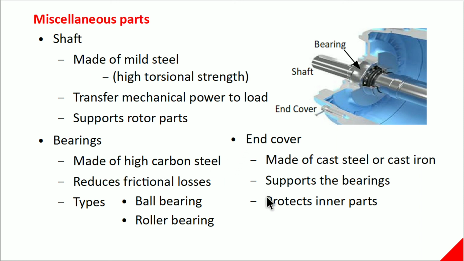An end cover. The end cover is made of cast iron or cast steel, or we can say it is made of the same material as that of the stator frame. This part is the end cover, which covers it from the end, and its purpose is to support the bearings through which our shafts are provided and the rotating system is loaded on it, and it also protects the inner parts of the motor from mechanical injury as well as from dust and dirt, etc.